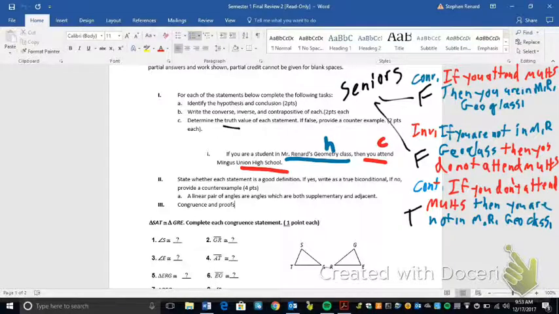Truth value of each statement. The first two are false. The second one is true. Remember, something is either 100% true or it's false. So if you can give even one counterexample, it's false. My counterexample is seniors. I don't have any seniors in any of my 6 classes. Or everybody in my algebra class. I don't have anyone in my algebra class who's in my geometry class, and they're all students at Mingus Union High School. So, moving on.